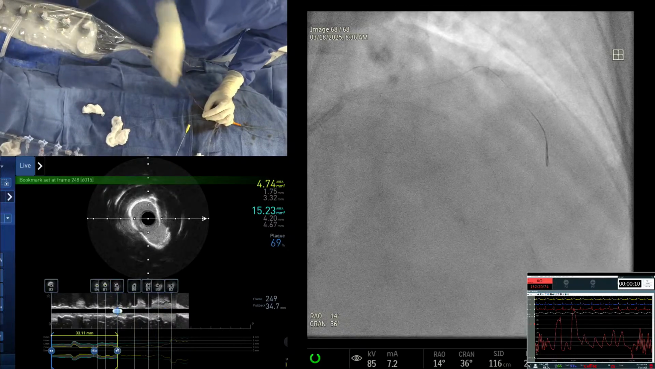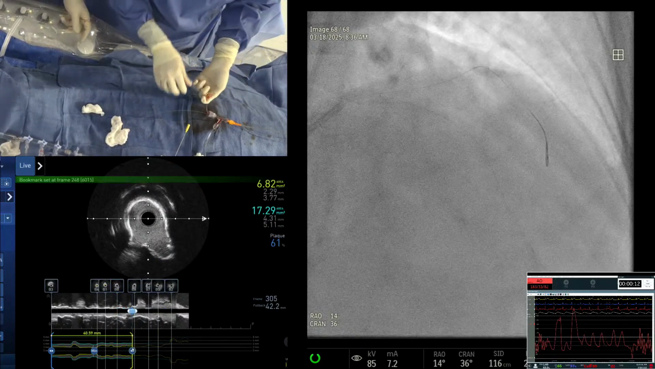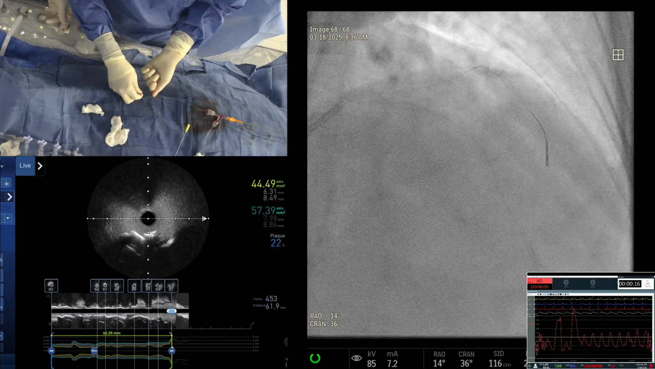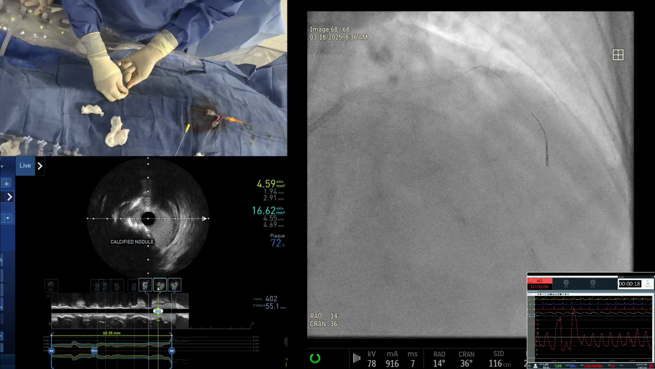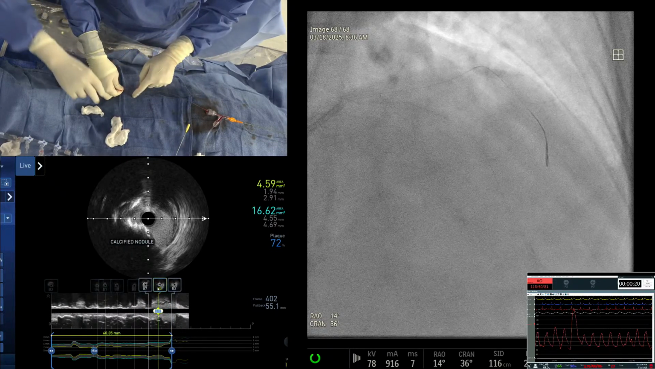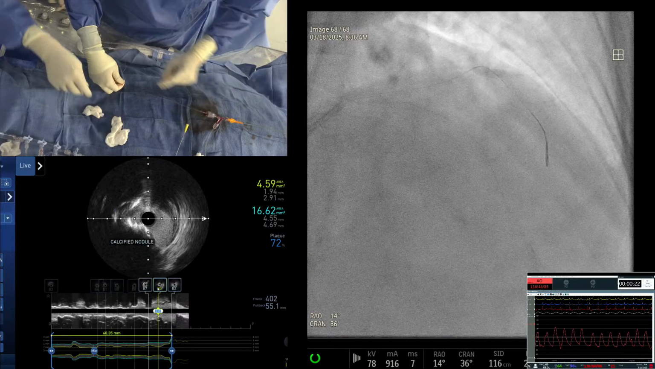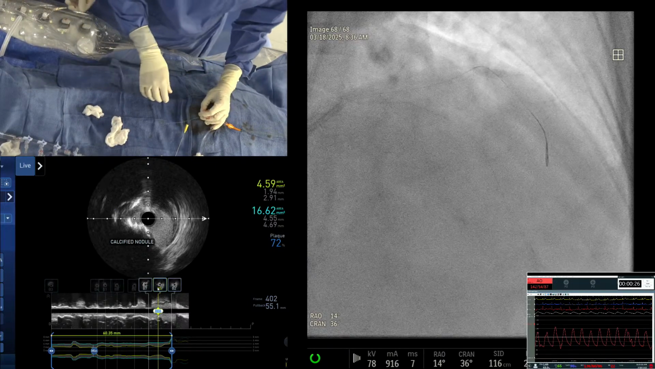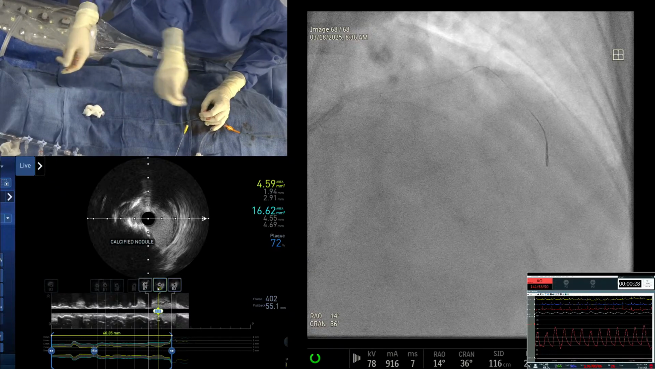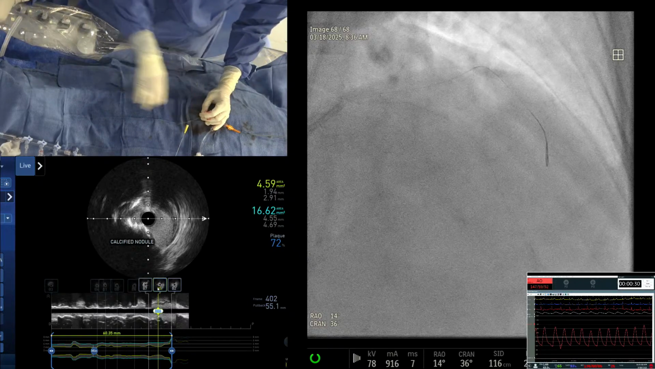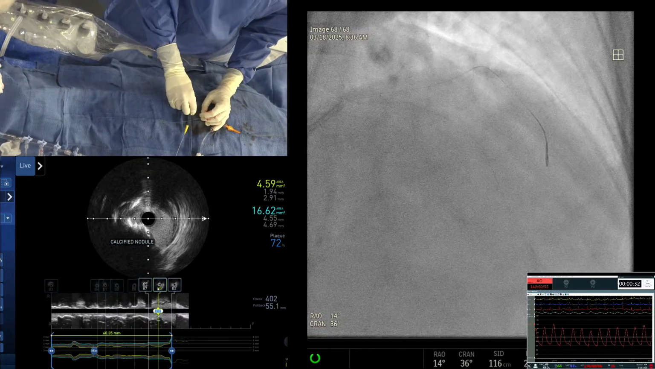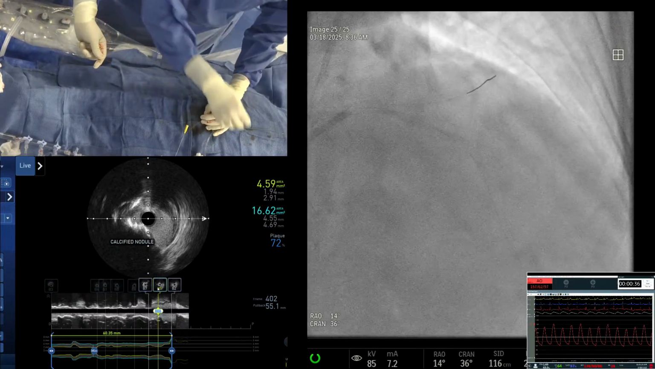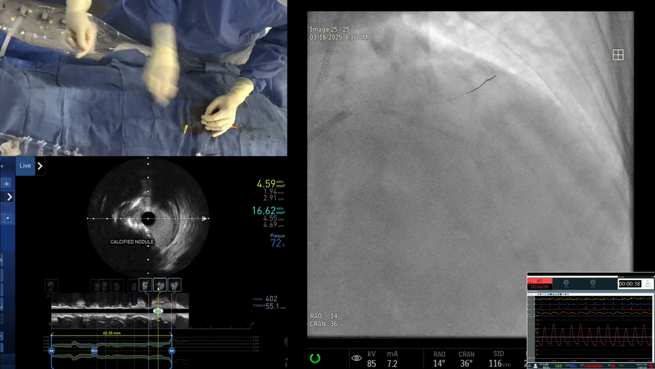Do you want one more Fielder? Was this a 3.5 or 3.0? Trio. It's a Trio. So 3.5 would have been too ambitious. I think it means 3.0. The deliverability of the balloon has nothing to do with the diameter of the balloon. Even the IVUS we were having issues. Eccentric calcification.